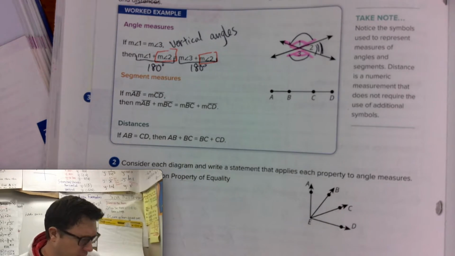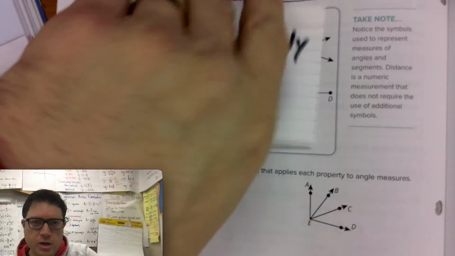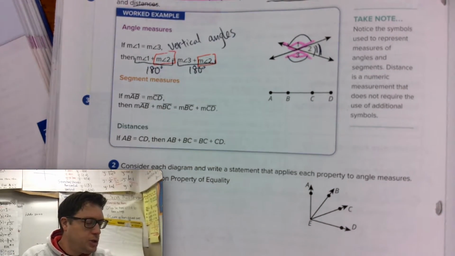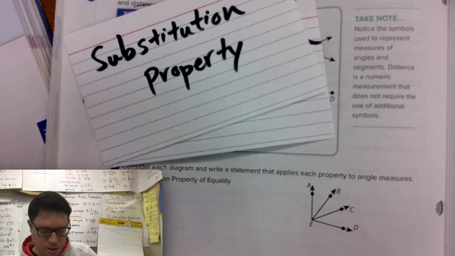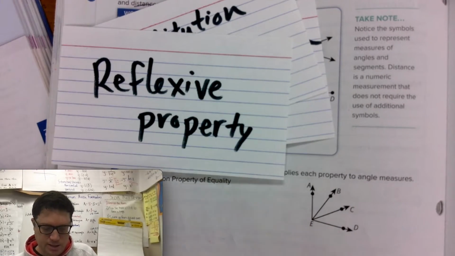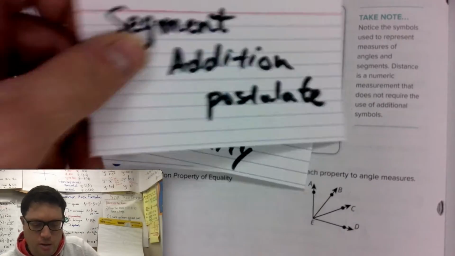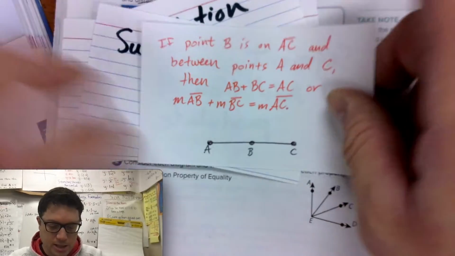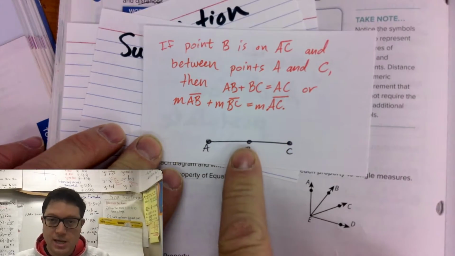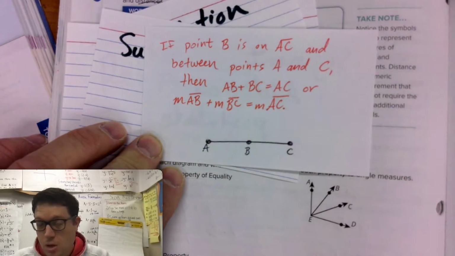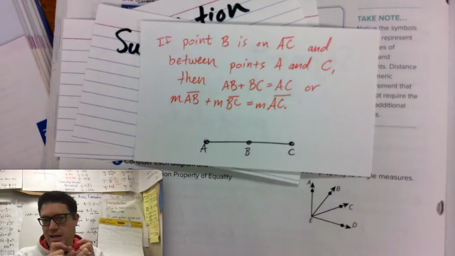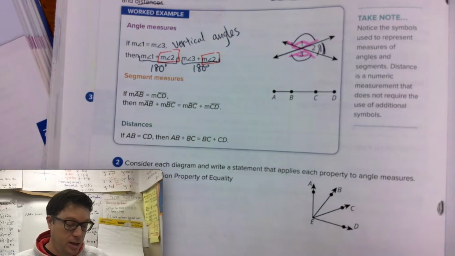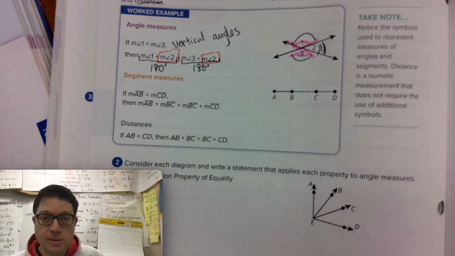Segment measures. So that was the addition property of equality. Let's talk about what we can do with segment addition. I know I've got one of the vocab words here: substitution, reflexive, subtraction. Here we go, the segment addition postulate. The segment addition postulate says if you have a point in the middle of a line segment, it breaks that whole line segment up into two segments, and you can add them together and make that equal to the whole segment.